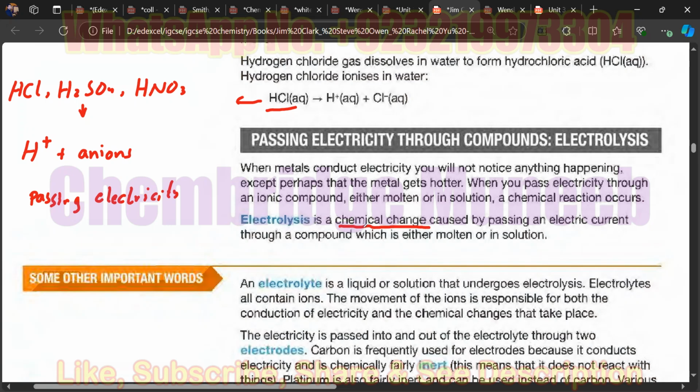The chemical change here, do you know which chemical changes they are referring to? I'm not sure. The oxidation and reduction, which means when electricity is passed through the molten or the aqueous solution of the ionic compound or the aqueous solution of the compound, then as a result of this, if oxidation and reduction occurs, then such process is called electrolysis. So that's the whole picture about the electrolysis.